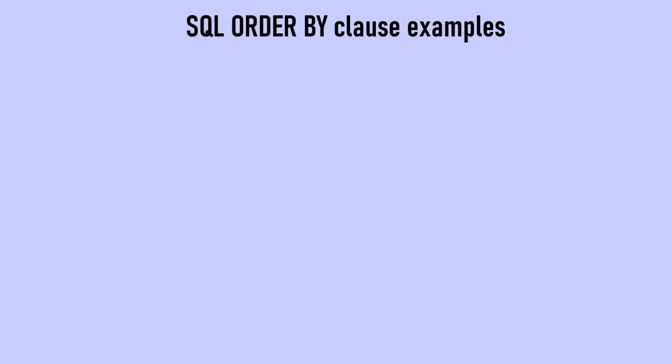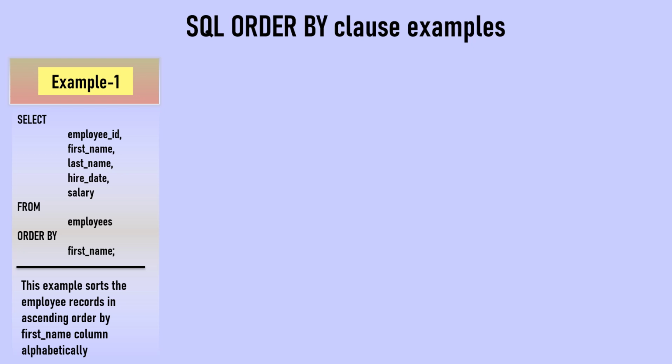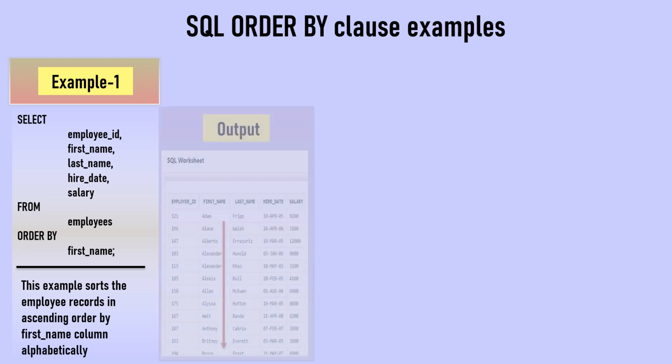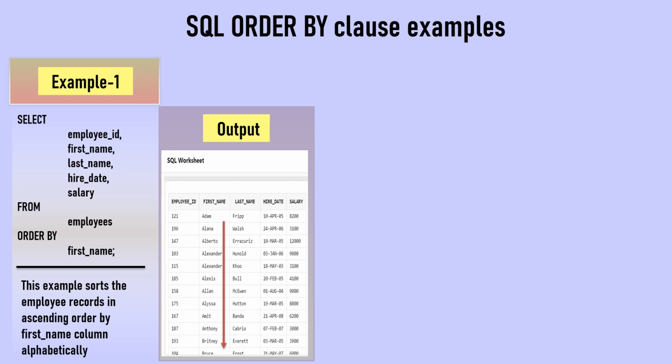SQL ORDER BY clause examples. Example 1. Select employee_id, first_name, last_name, hire_date, salary from employees order by first_name. This example sorts the employee records in ascending order by the first_name column alphabetically. Output: the resultant set of the given SQL statement, when executed in SQL worksheet, displays records from the employees table in the sorted order of the specified column as shown.